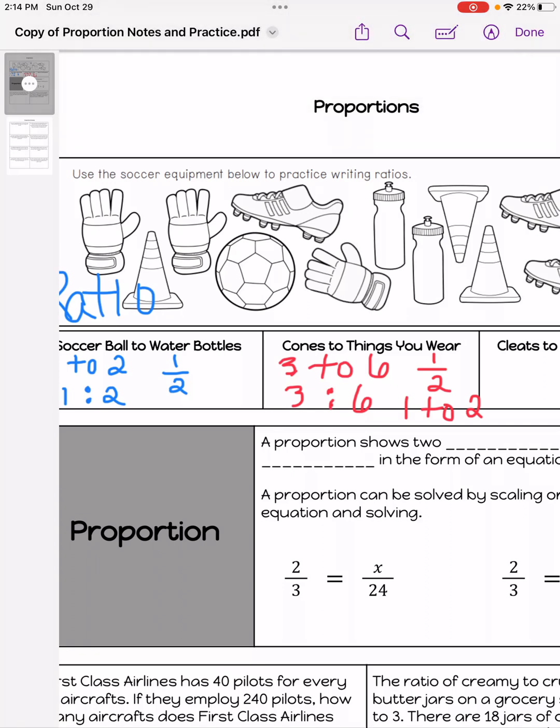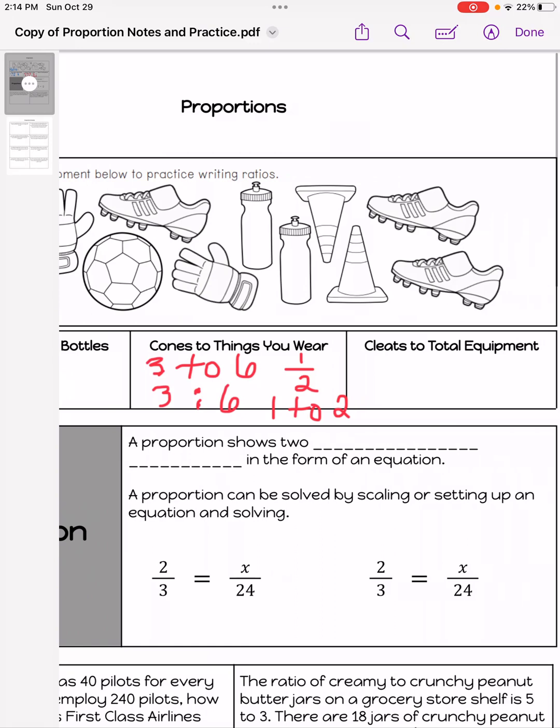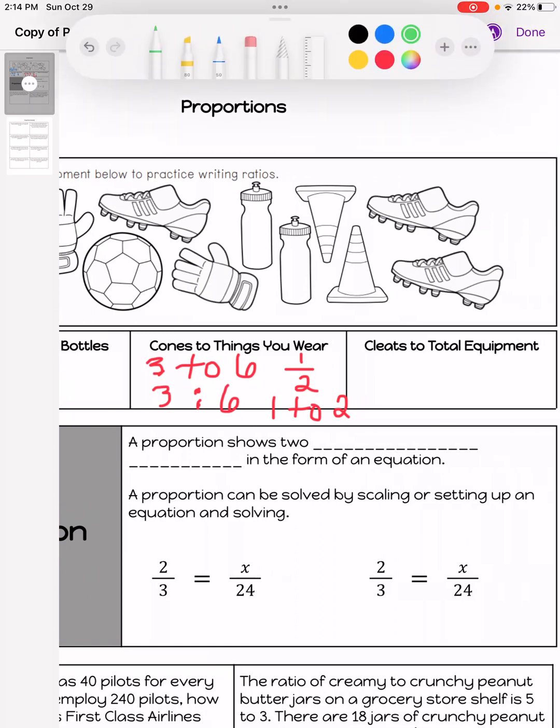Okay, and then the last one was cleats to total equipment. It's really important that we're paying attention to what it's asking. So we have 3 cleats, and if we count the total, which to me means total would include all of the cleats as well, that would be 3 to 12. And again, writing it in all the different ways that we could. And then I hope you're seeing also that 3/12 or 3 to 12 could be reduced to 1/4. And so all of those ratios we could also write as 1 to 4.